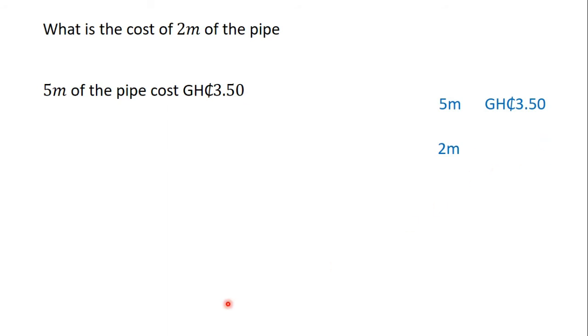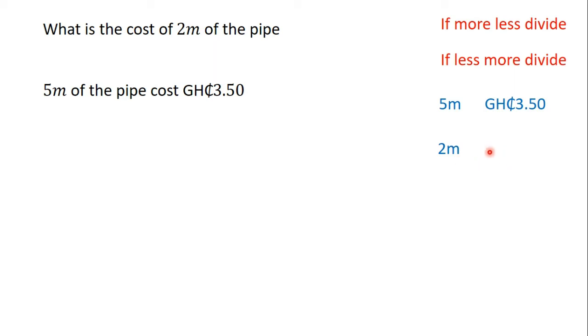We bring back our two principles. The first one is if more, less divide. And the second one is if less, more divide. Now think about it. 5 meters cost 3 Ghana cedis, 50 pesos. We have reduced the length from 5 meters to 2 meters. So will the cost be more or less than 3 Ghana cedis, 50 pesos? We can see that it will be less.